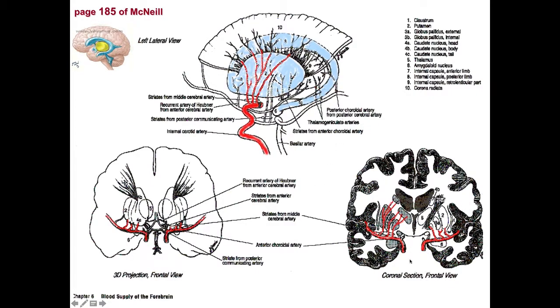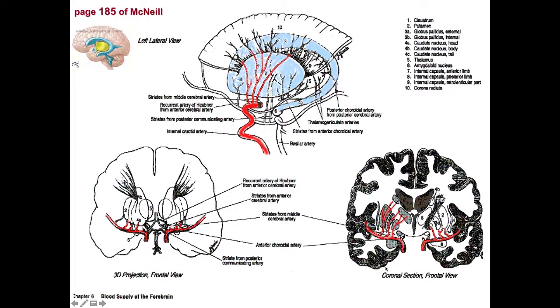So here's our coronal section, and this is looking at it from the side. Here's the caudate nucleus looping around here. And we see this perfusion and appearance of these arteries into that area. Damage can cause lacunar types of infarcts in these areas, where you can see damage in specific regions of the basal ganglia, for example.